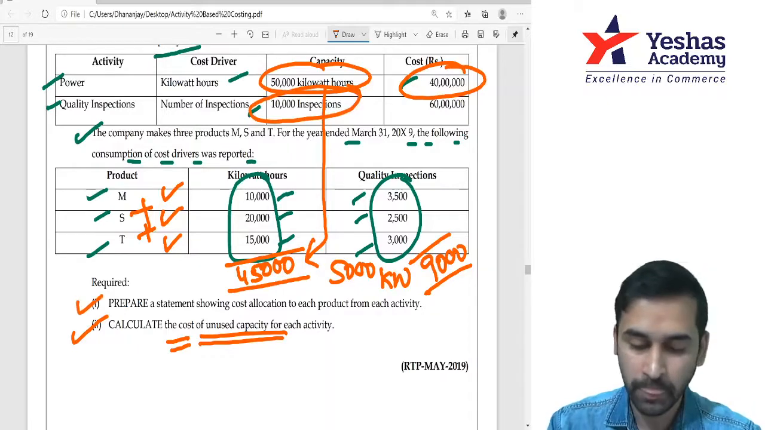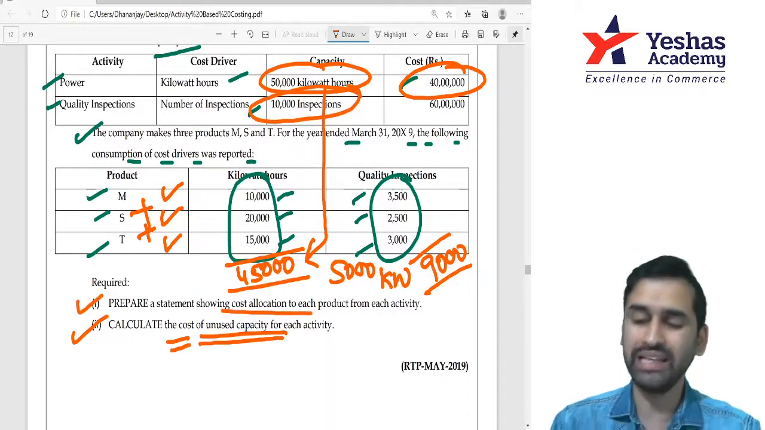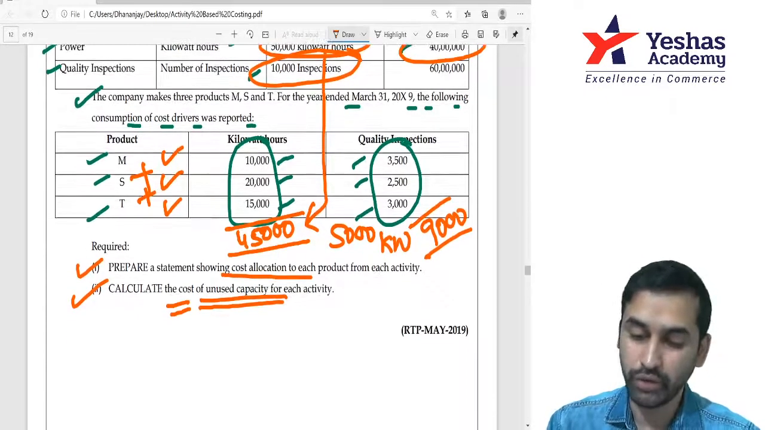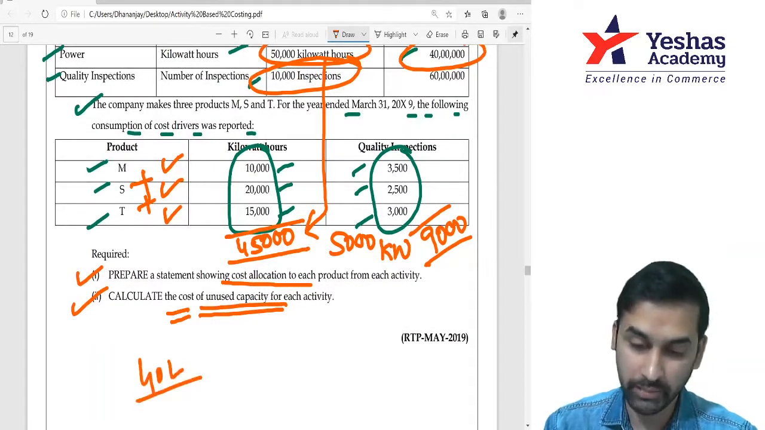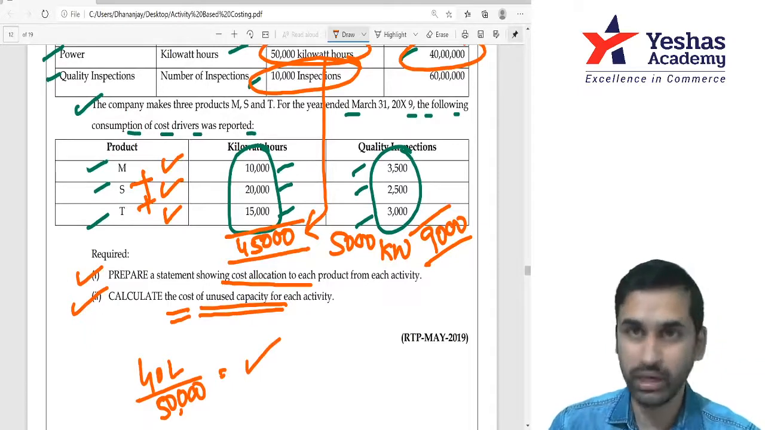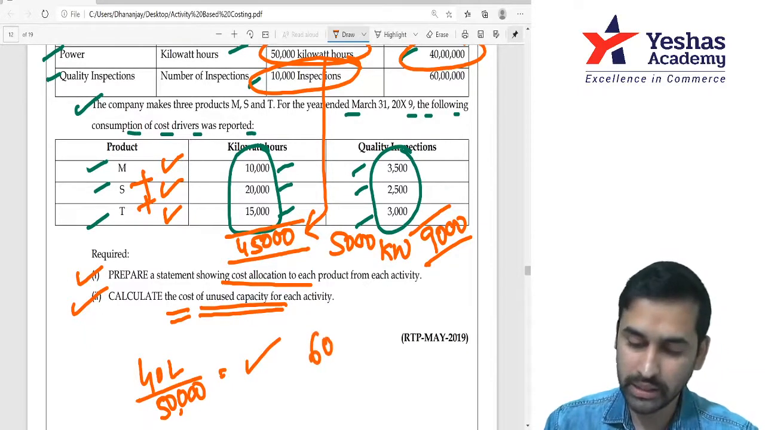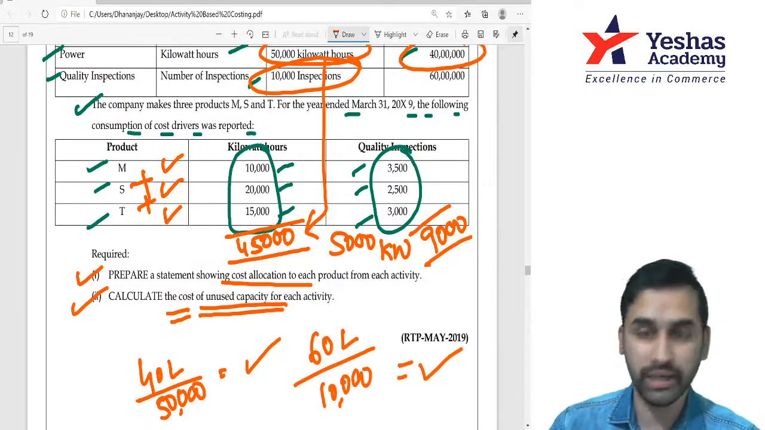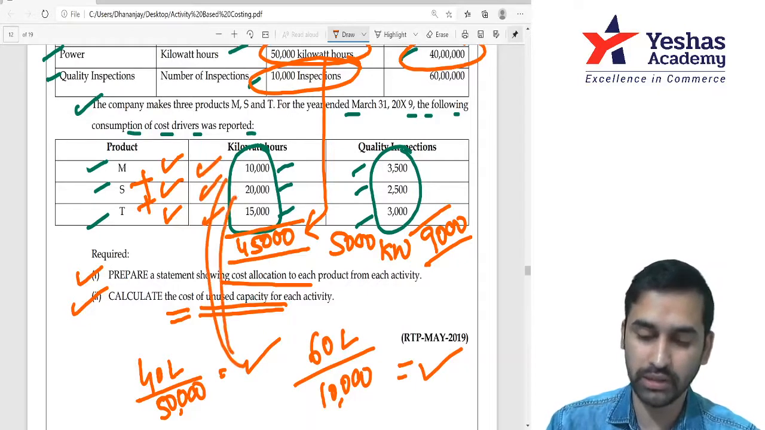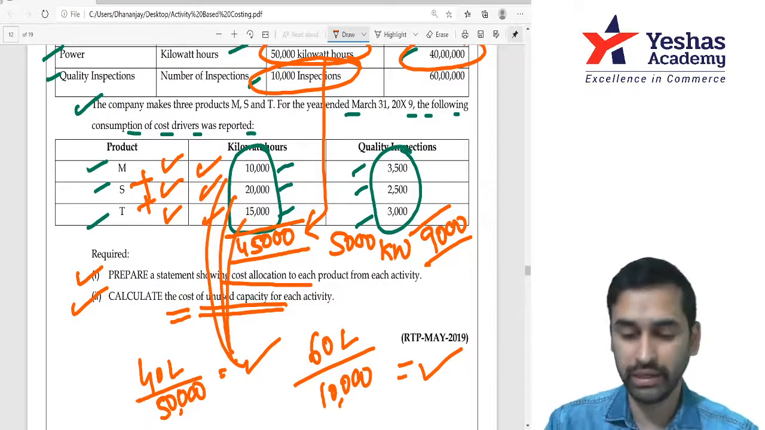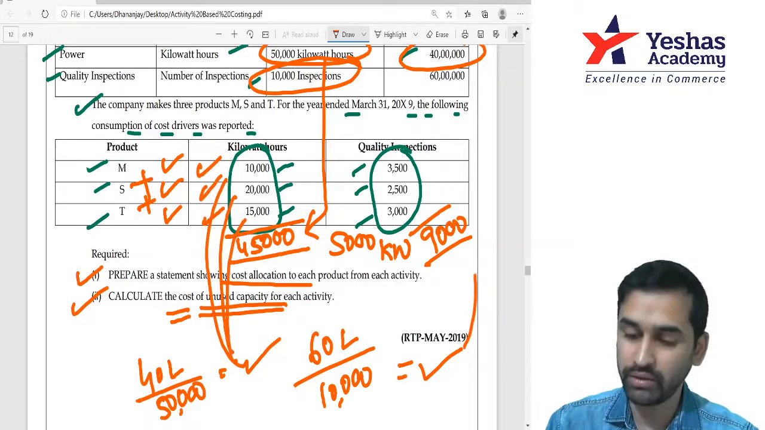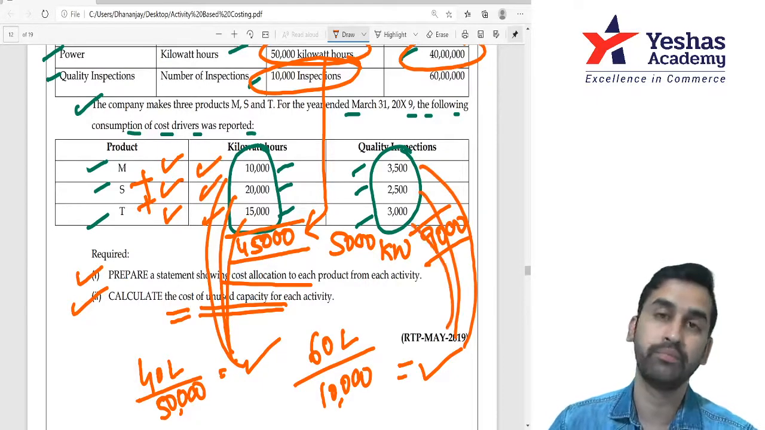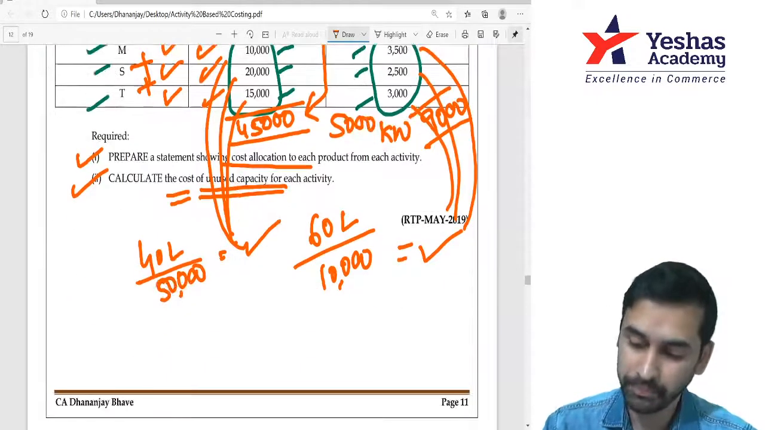So first you will do a statement showing cost allocation. Easy. What is cost allocation here? 40 lakh rupees divided by 50,000 kilowatts, you will get the cost driver rate or ABC rate. Same way, 60 lakh rupees divided by 10,000 inspections, you will get one more ABC rate. And then you know how many kilowatts, just multiply this into 10,000, this into 10,000, this into 15,000. Whatever you get, multiply. That's it. See how it is done.